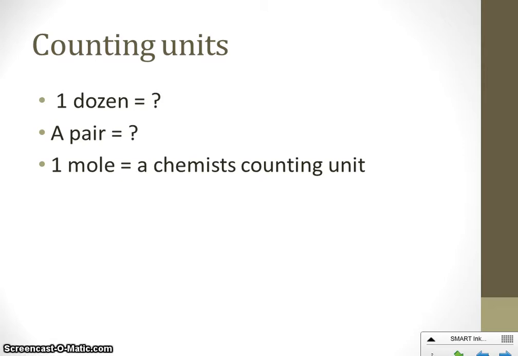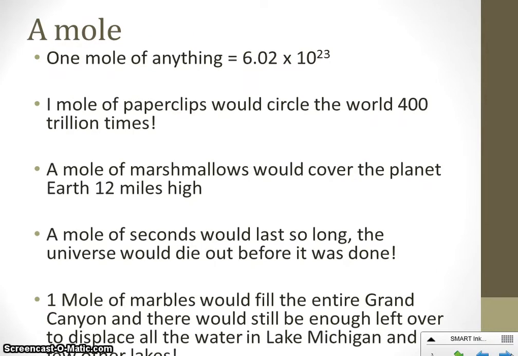So how big is a mole? It's hard to imagine 602 billion trillion eggs. Okay? So the number again is 6.02 times 10 to the 23rd. If we had 6.02 times 10 to the 23rd paper clips, it would circle around the world 400 trillion times if we put them end to end. If we had a mole of marshmallows, they would cover the planet to a depth of 12 miles. 12 miles high of marshmallows in every direction on Earth, covering the whole surface.